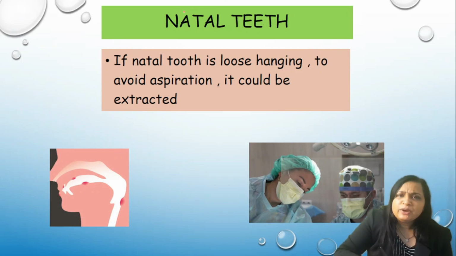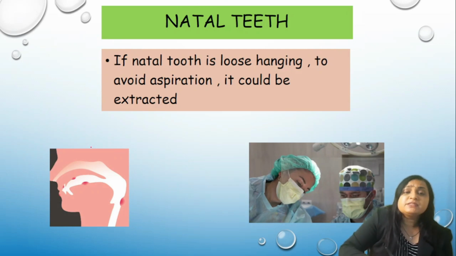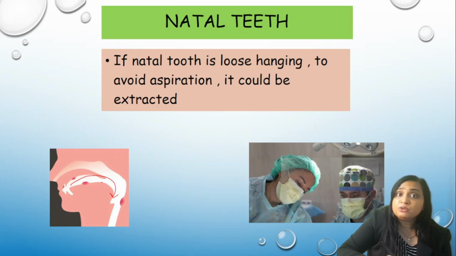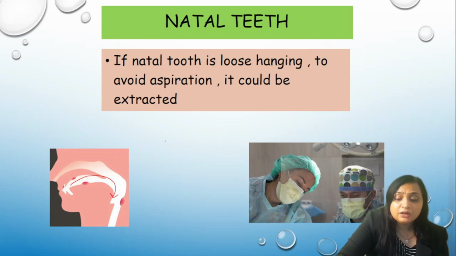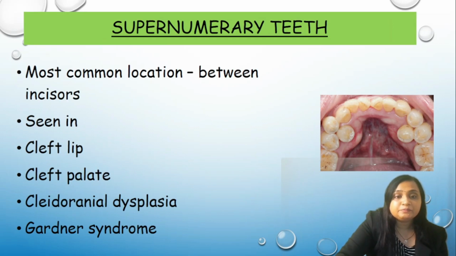Usually we do not do anything for the natal teeth, but if it is very loose and hanging, there is always a chance of aspiration, that while taking a feed, the tooth will go into the trachea and there could be a breathing problem and an unwanted situation. So in that scenario, we may ask the pediatric dentist to remove or extract the loose hanging natal teeth.